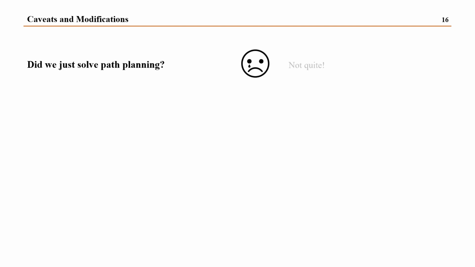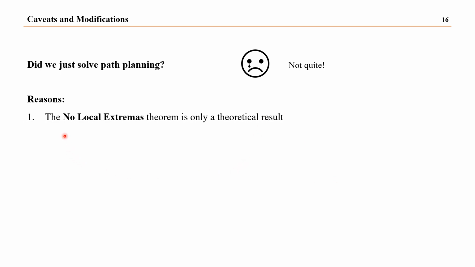Well, sadly, not quite. Now, some of the reasons why we did not exactly solve path planning. Well, first, the theorem that we used, the no local extrema, is actually a theoretical result. So it applies to real harmonic functions, with the harmonic function satisfying exactly the Laplace equation. And we know that using a numerical computation algorithm, we can only get a function that is approximately harmonic. So it does not exactly satisfy the Laplace equation, but it just approaches it.